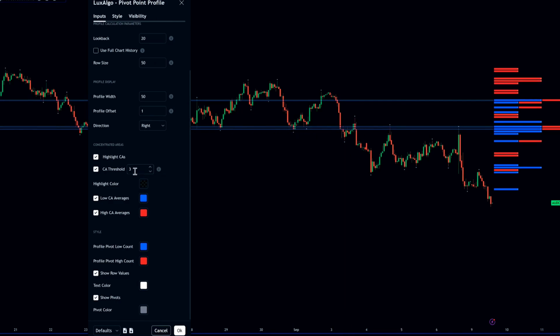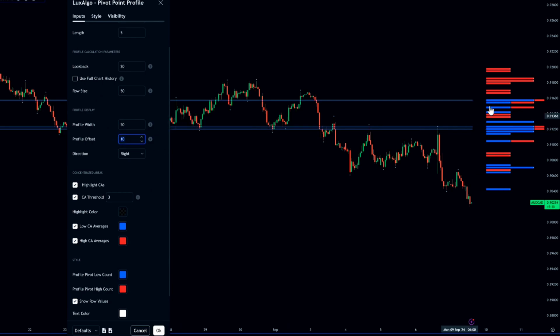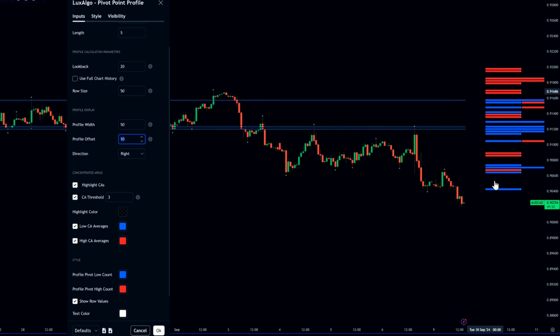However, setting a larger threshold might make these levels unstable since over-tested zones can weaken. Finally, adjust the profile offset to 10. This shifts the histogram slightly to the right, giving you more space between it and your price chart. Once everything is set, click OK.